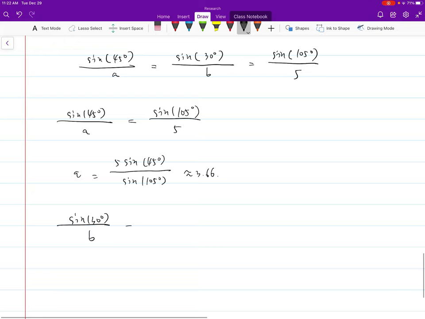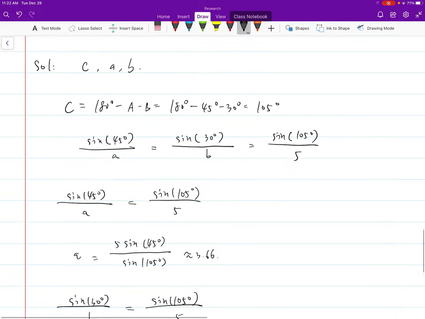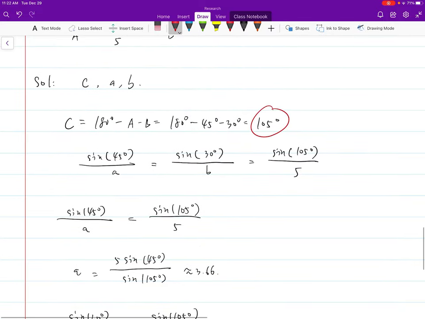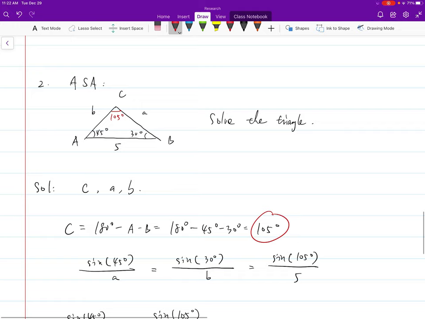Okay. Now same thing for B. This time, just assign sine 30 degree over B equals sine 105 degree over 5. Or you can use the first one since you already get A. Okay. B equals 5 sine 30 degree divided by sine 105 degree. Use a calculator. We see this one is roughly 2.588. So starting from two angles on one side, we were able to figure out the third angle first. Then through the law of sine, we will be able to figure out the other two sides.